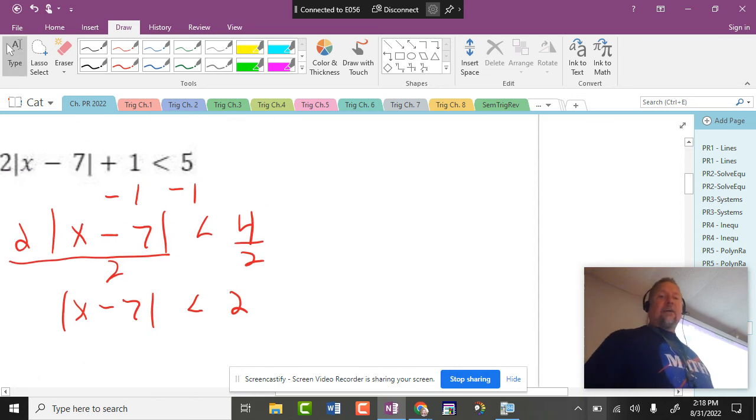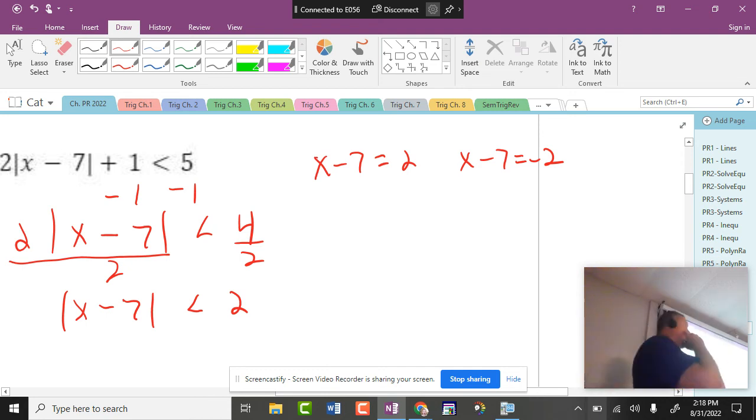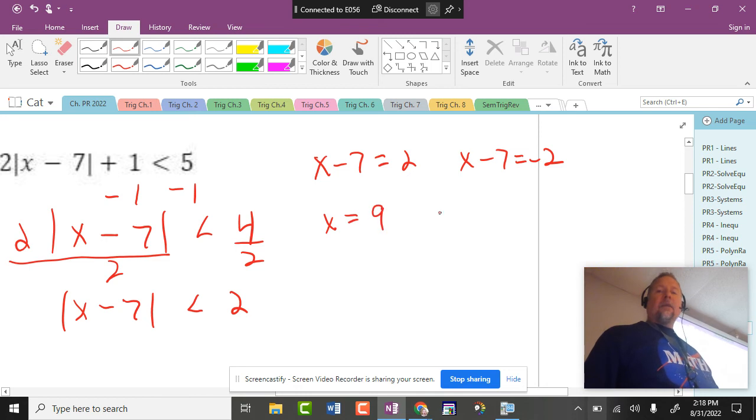Because I actually like math efficiency, and I like that you can remember these things. If you don't like that, well, then just do this. You still kind of have to do this regardless. Ignore the inequality, make it an equal sign, do your two cases, positive 2, negative 2, solve each, x equals 9, and then x equals 7 plus negative 2, which is 5.